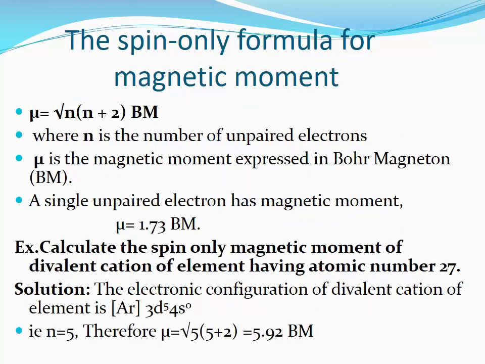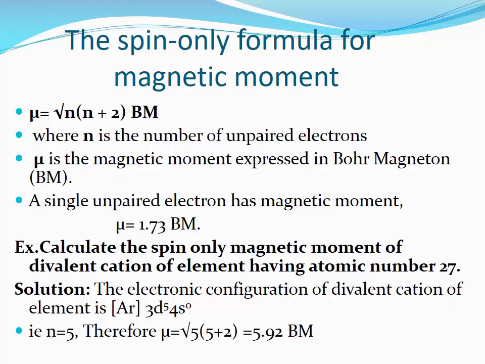Magnetic moment of a substance is calculated by using the spin-only formula, which is given by mu is equal to under root n into n plus 2 Bohr magneton, where n is the number of unpaired electrons. Mu is the magnetic moment expressed in Bohr magneton, that is BM. For a single unpaired electron, the effective magnetic moment mu is equal to 1.73 BM. Now we are going to solve a problem.